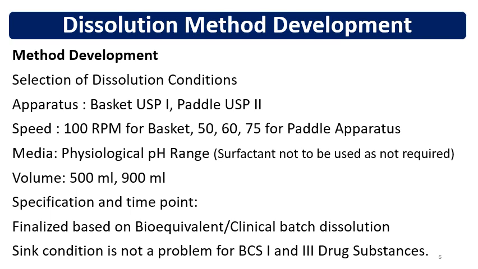Then the method development. If you are working on formulations with a BCS class 1 or 3 molecule, then the following points are very important. Selection of dissolution conditions. First you have to select the apparatus. It may be basket, that is USP 1, or paddle, that is USP 2. Then speed. It is 100 RPM for the basket, and generally IR capsules are tested by the basket apparatus. Then the USP apparatus 2, that is the paddle apparatus, can be used with a speed of 50 RPM mainly as a standard condition, and 60 or 75 RPM if there is a coning issue.